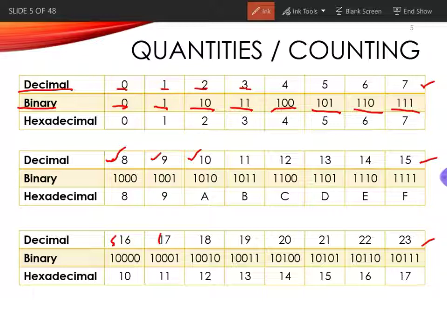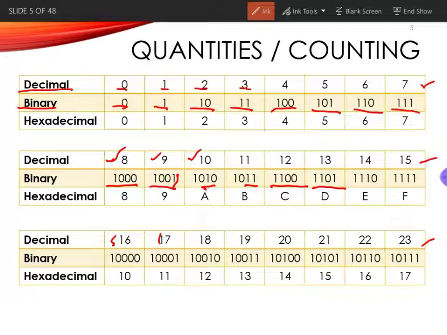Then when all of these are 1, the next number is 4 digits long, so 1 and then 3 zeros. Then the last digit changes to 1, then 10, 11, then 4 digits again, 1100. The third digit changes to 1, and then 1101, so on and so forth. It's something that you don't need to memorize, but the progression is something that you do need to understand.